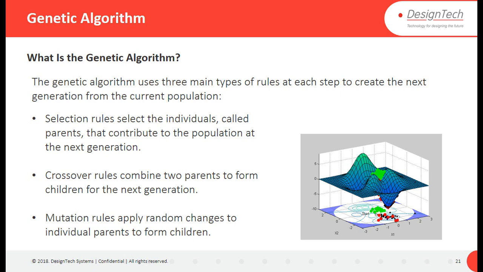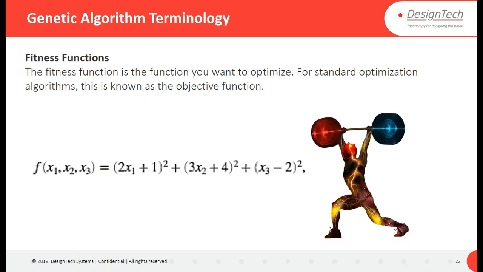The third way to create the next generation is based on mutation. We apply the mutation rule, which makes random changes in the individual parents. So mutation works on the individual parents.